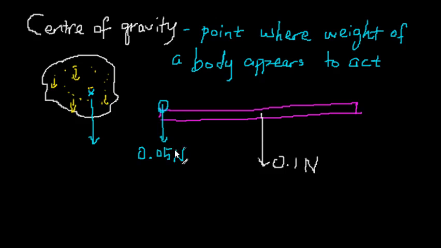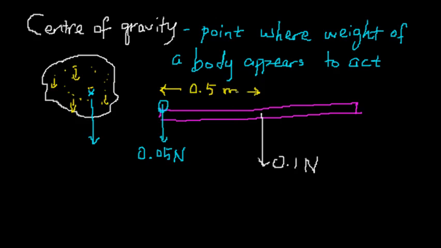Okay, all right, and since this is a meter rule, it's 1 meter long, so we know that the distance between this end of the ruler and the center of gravity, which is at the center of the ruler, should be half a meter, 0.5 meter. Okay, there we are. Good.